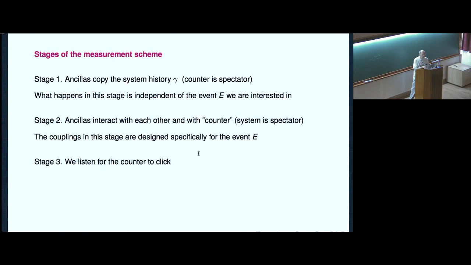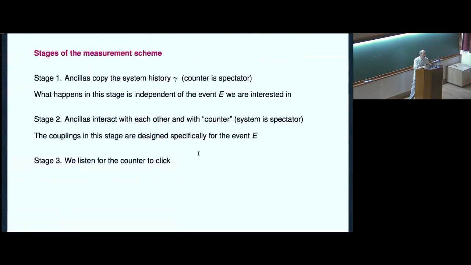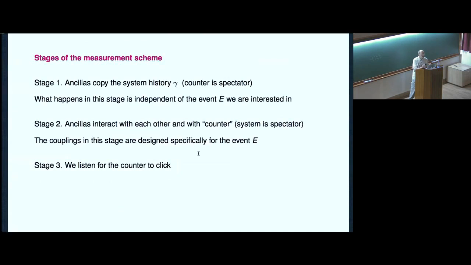So just to recap what I said just before, the measurement takes place in 2 stages. In stage 1, the ancillas copy the system history, and the counter is a complete spectator. It plays no role. And what's important to recognize is that in this stage, it's also independent of what event we're looking for. Everything happens the same.